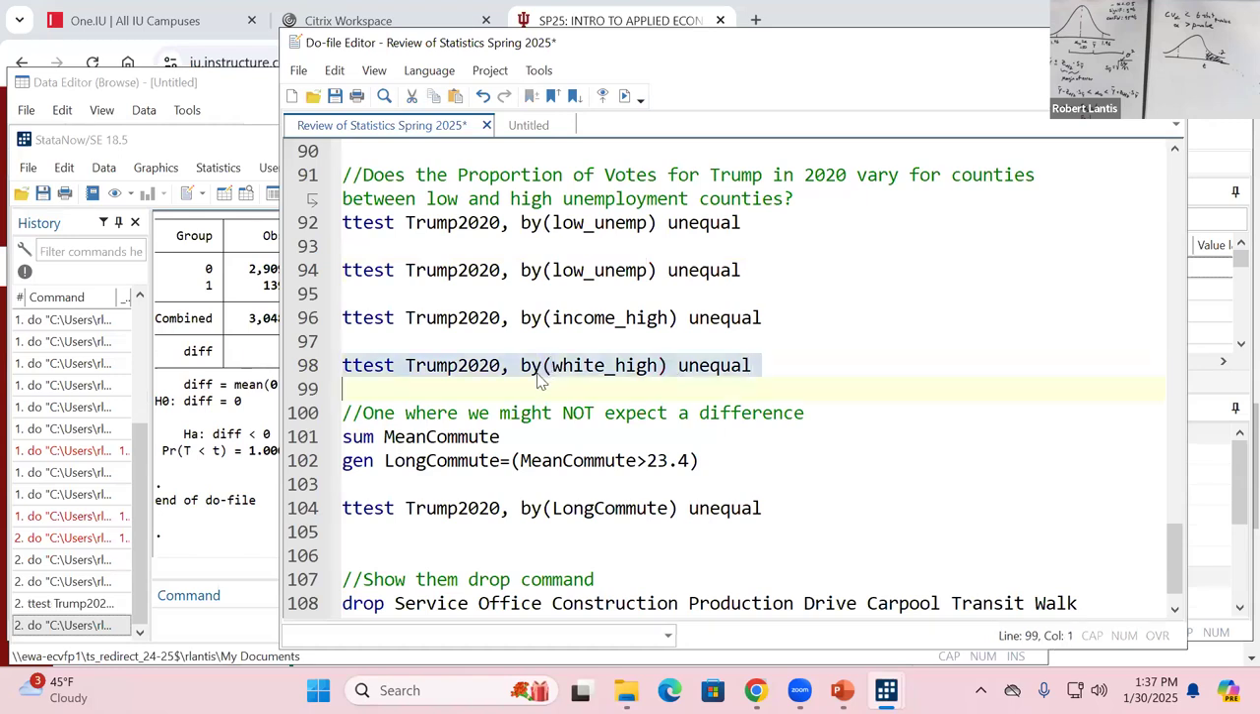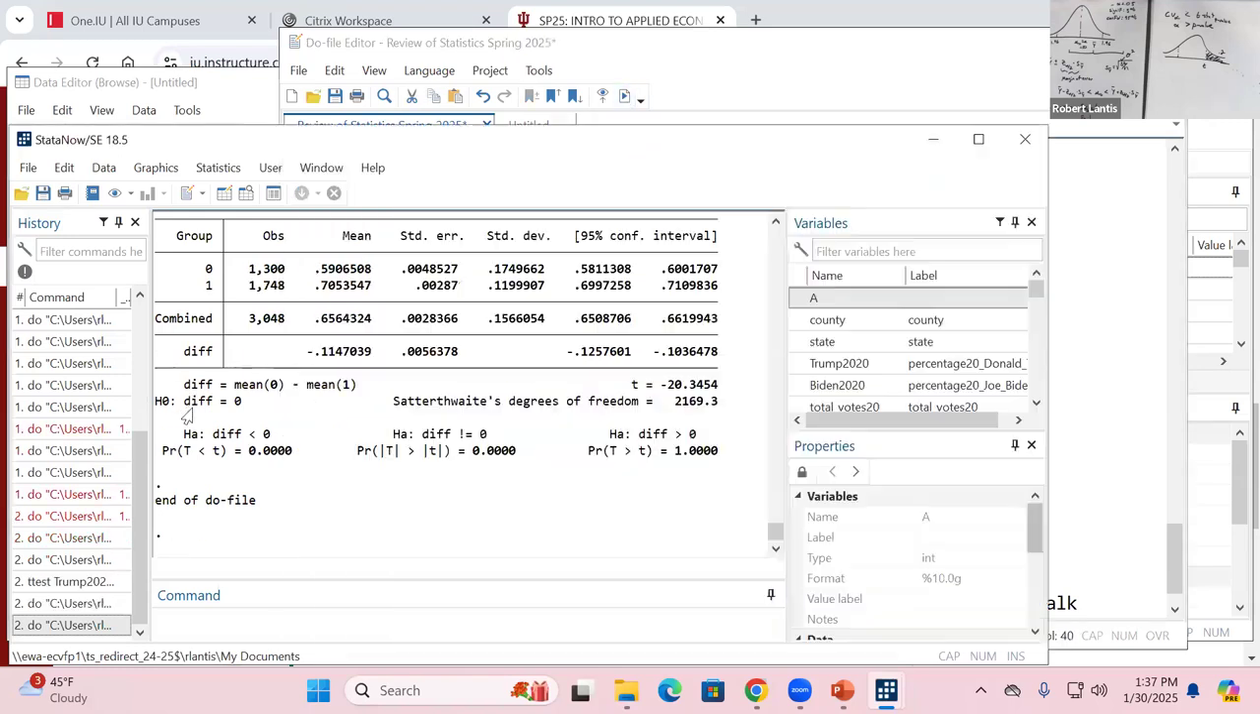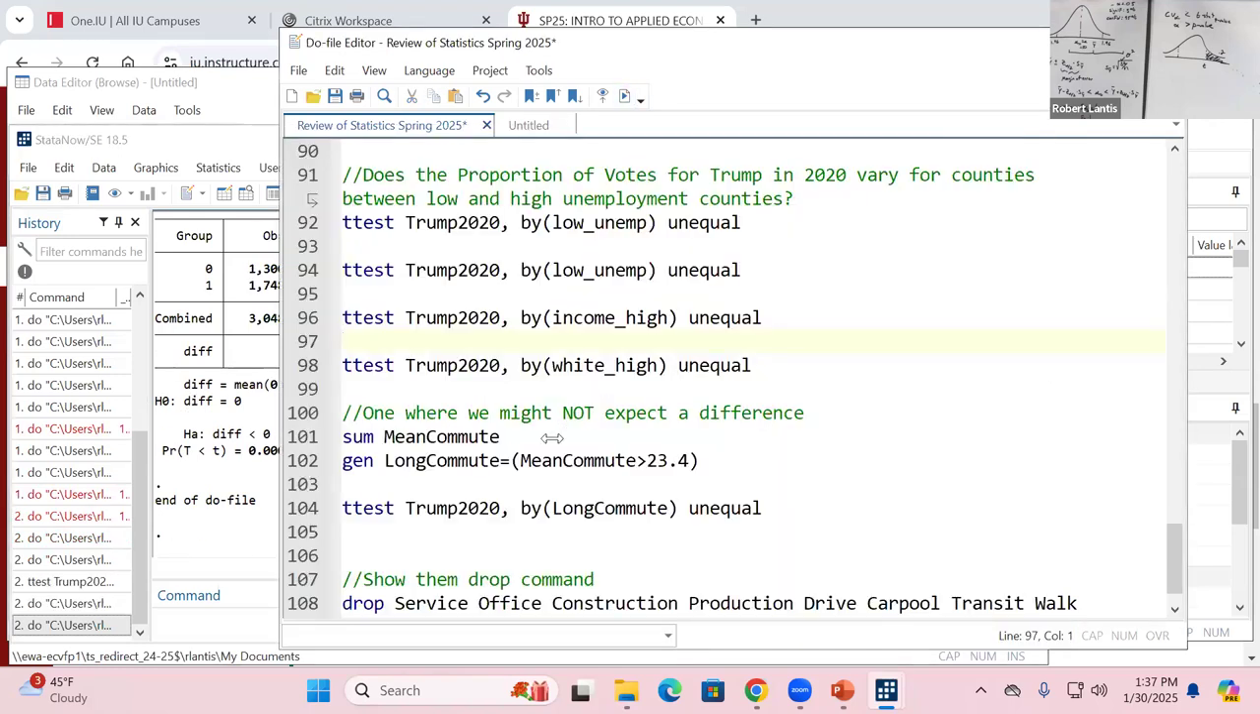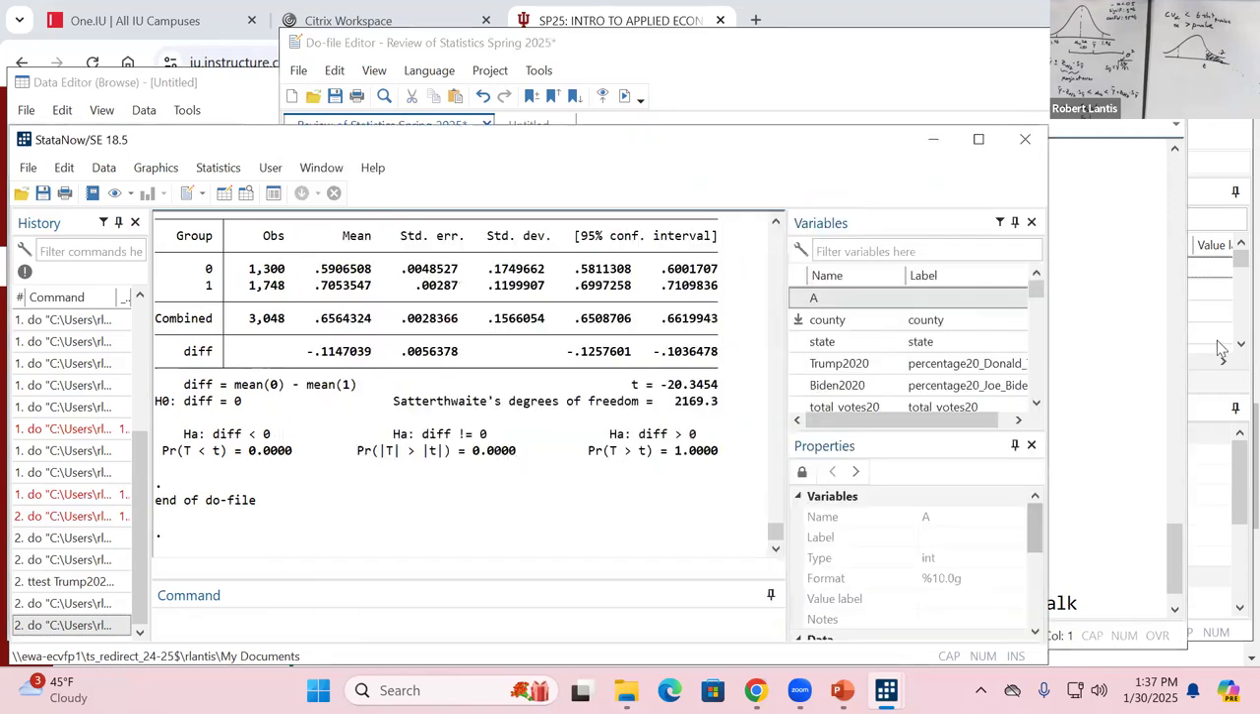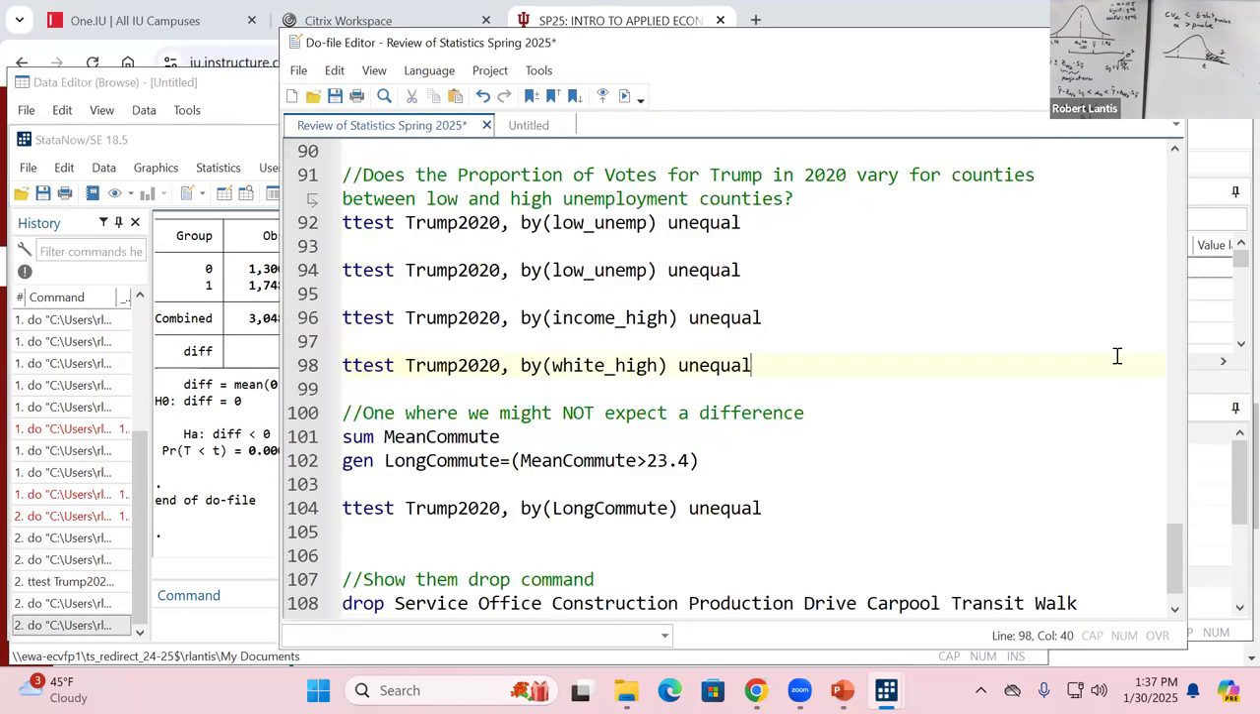Now, I think I tried to choose one, hopefully. Well, oh, I added it down here. So all of these are 0, right? And that's because I tried to choose things I thought might cause a difference in the mean proportion of people that vote for Trump, right? That mean was going to be different between high income, high white, low population.